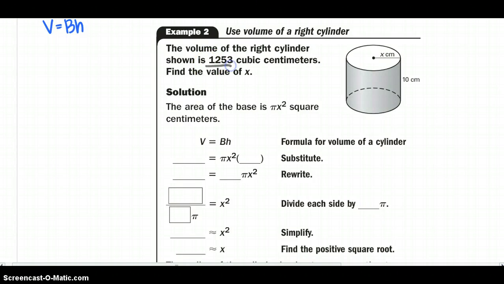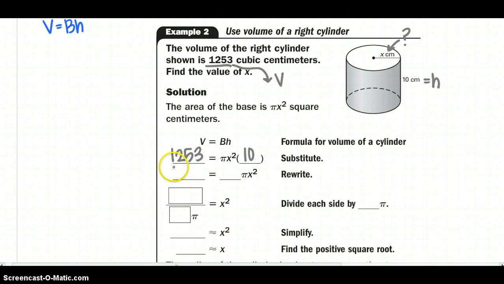All right. So we want to use the volume to solve for maybe our radius or maybe our height. And we know that our good information that we need to use, our volume is 1,253 cubic centimeters, and we want to find our radius, it looks like. So we're just going to plug it in. Our V is 1253 from up here. We don't know our radius, but we do know our height, so we're going to plug that in too. So we're just going to keep going down.